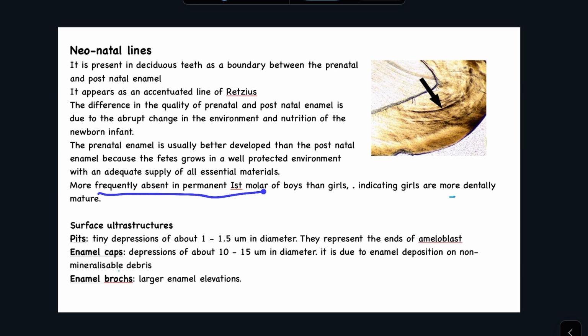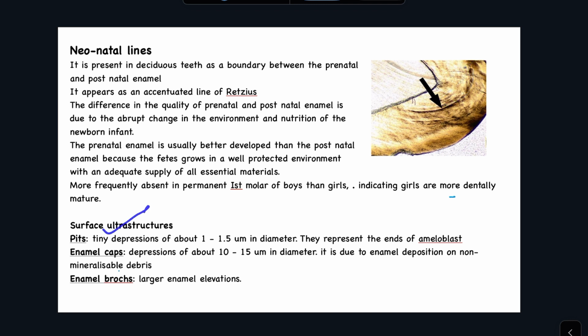Most frequently, this line is absent in the first molar of boys than girls, indicating that the girls are more dentally mature. So it is generally absent in the first molar of boys. This line is generally absent.